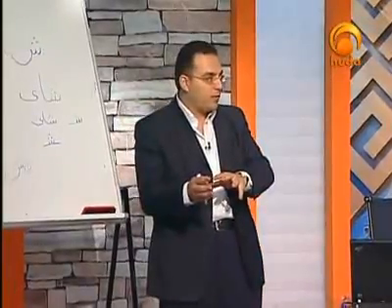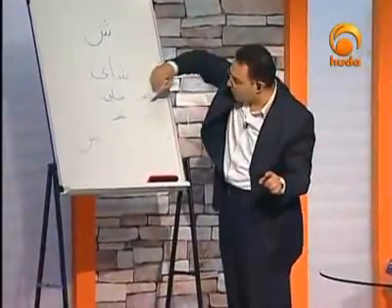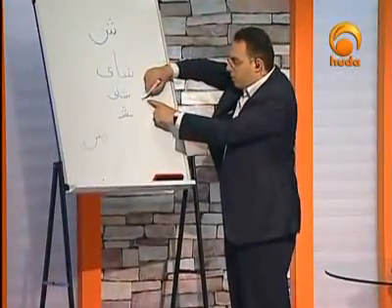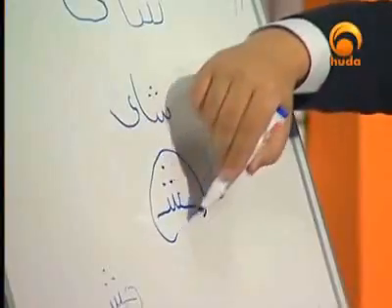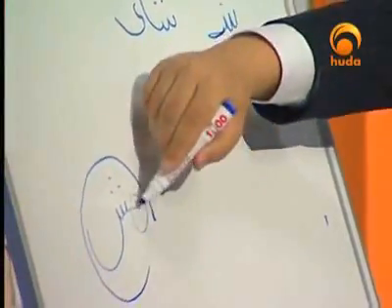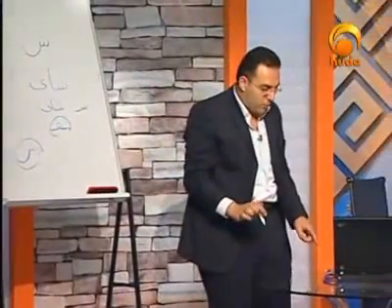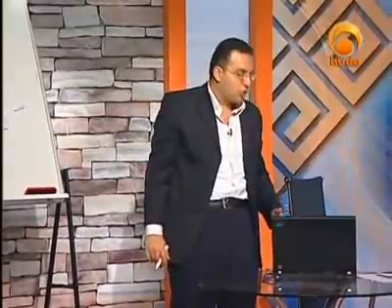In the previous part, we were talking about writing sha, and it is quite important that when sha comes in the initial position, it should be connected with the following one. Sha in the medial position is connected with the previous and with the following one. And in the final position, we just have sha with a tail. That is for sha, like, for example, shagara, shay, mushkila, and so on.